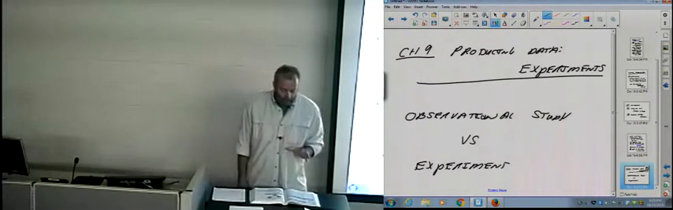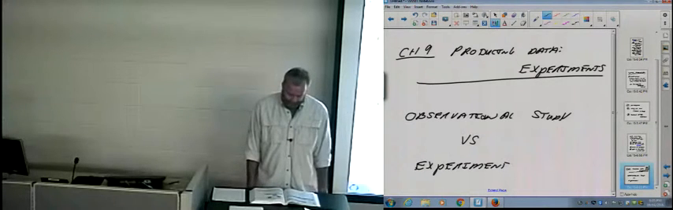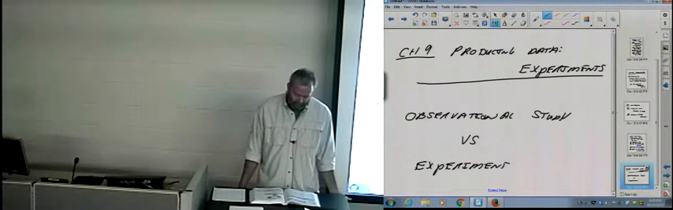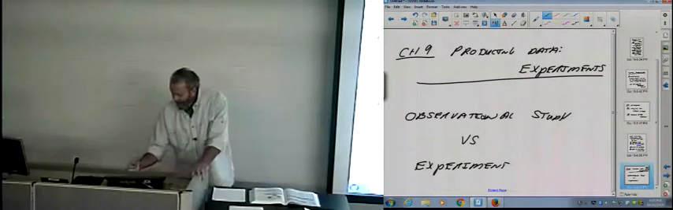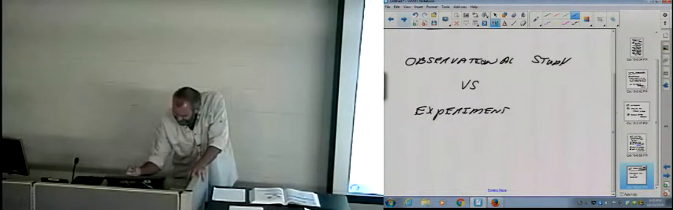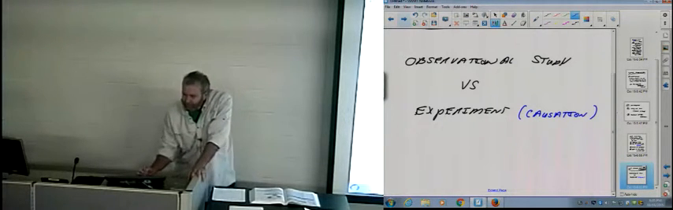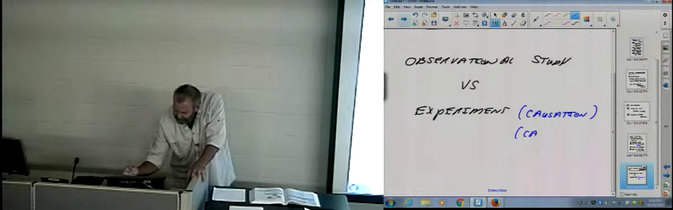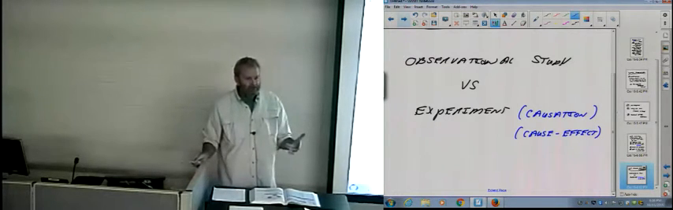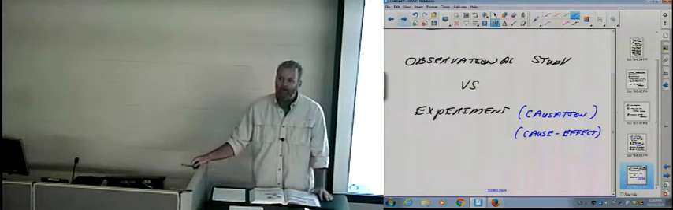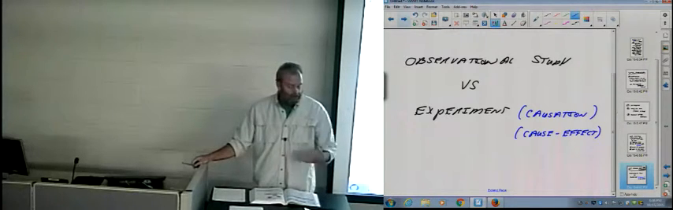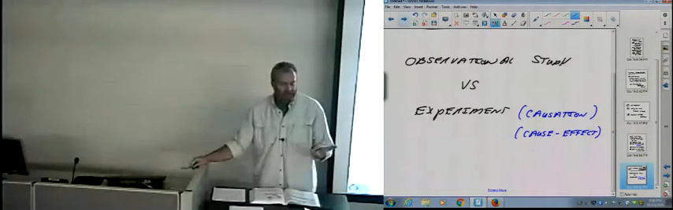All right? My thought is this. The reason we're doing this chapter is because we're looking for causation. We're looking for cause, effect. An observational study will not help you with that. It will not help you with causation. They're the same thing, right? I'm just giving you my language.